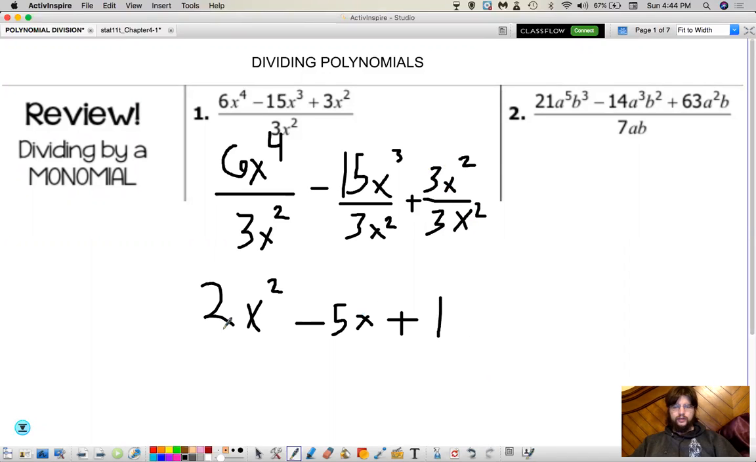So you know how to do this already. We did this. Nothing new there. Same thing on this next one. Just split up each term in the numerator. Put it over our divisor.